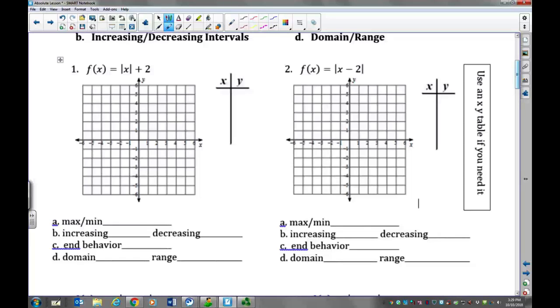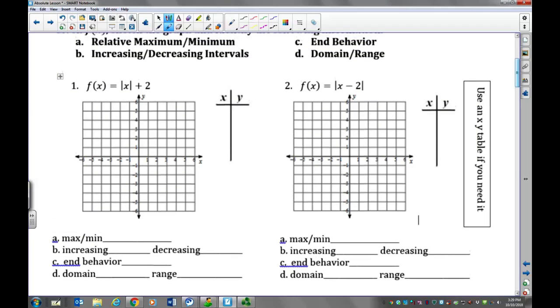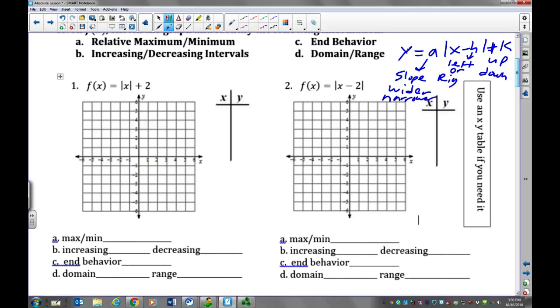So basically how it works is we have y is equal to a absolute value of x minus h, plus k, and so your k value is your up or down. Your a value is like your slope, which will make it wider or narrower. And then your h value is going to make it go left or right, but it's opposite of what you think.